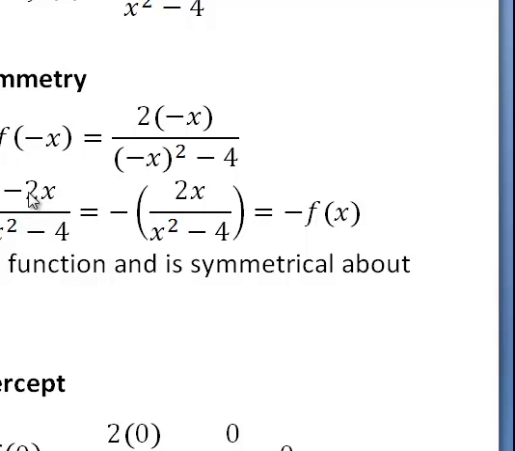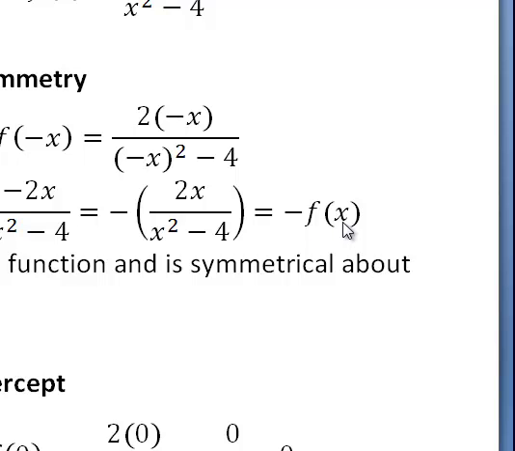So basically the only thing that changed was this negative in the numerator, and we can actually bring that out front. So we have negative times 2x over x squared minus 4. Notice that 2x over x squared minus 4, that's our original function. So that gives us negative f of x. So we get f of negative x is negative f of x. This is an odd function.